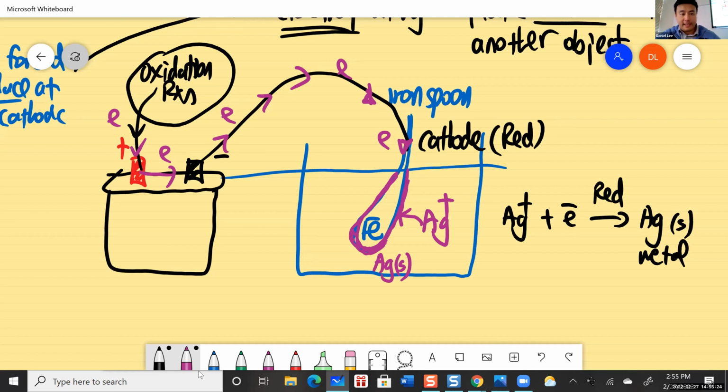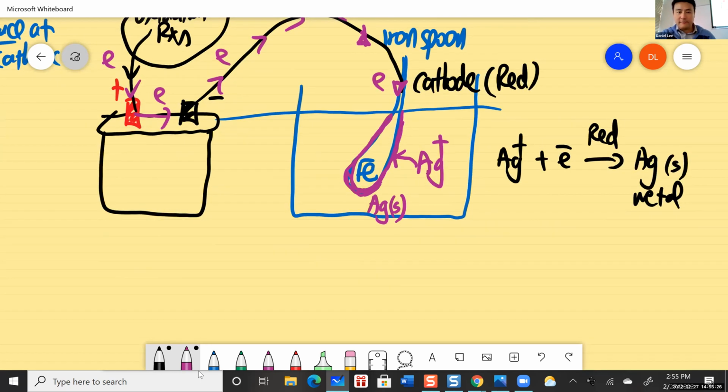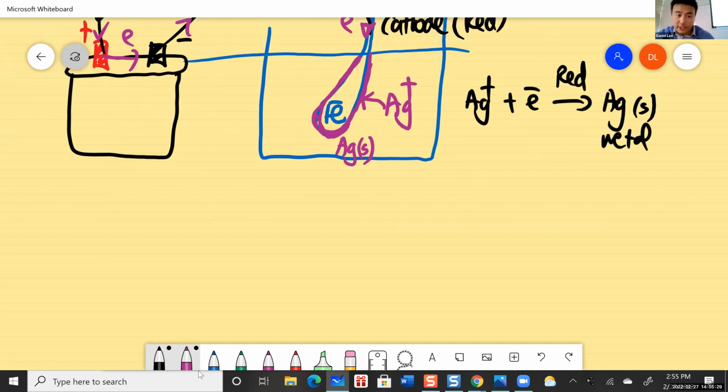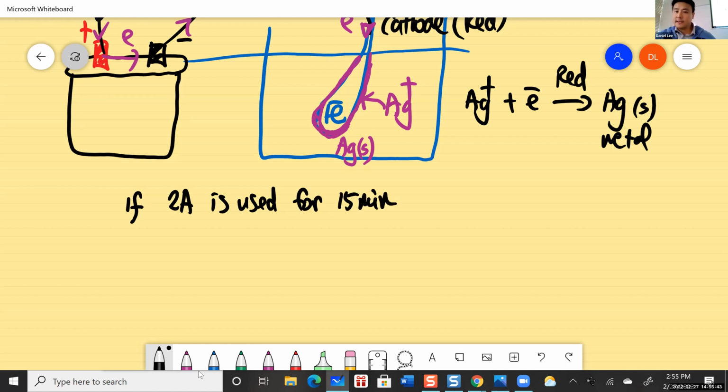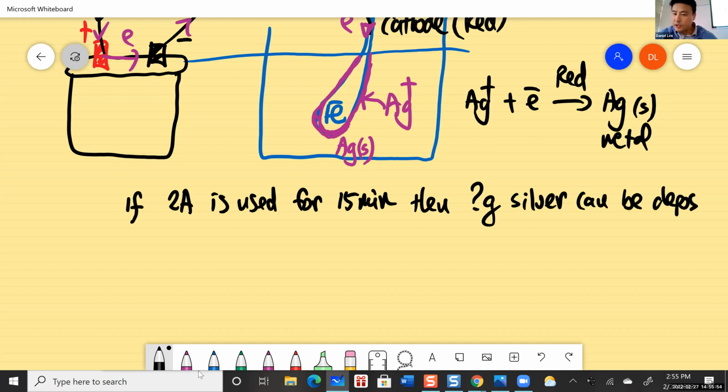That's called electroplating, okay? So let's look at a calculation involving electroplating. So the question is, if 2 ampere, that's current, okay, is used for, let's say, 15 minutes, my question is, okay, then how many grams of silver can be deposited on my spoon? Okay. So how do you do a question like that?